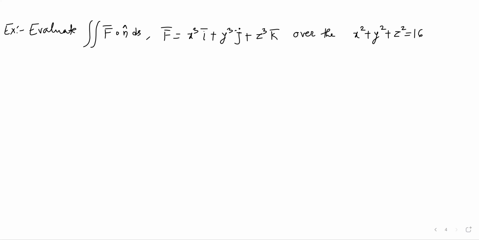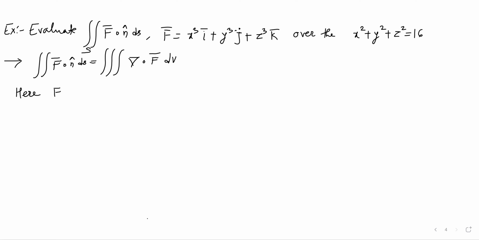So now how to do this? Again, you have to use, of course, the divergence theorem. The surface integral of F bar dot n cap dS is equal to the triple integral of del dot F bar dV. Correct? So I need to find del dot F bar. Here F bar is x cube i bar plus y cube j bar plus z cube k bar. Correct? So what is our del dot F bar?